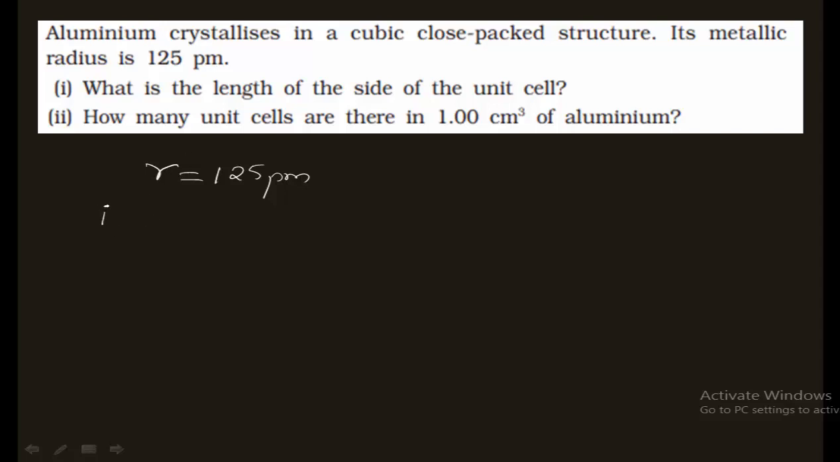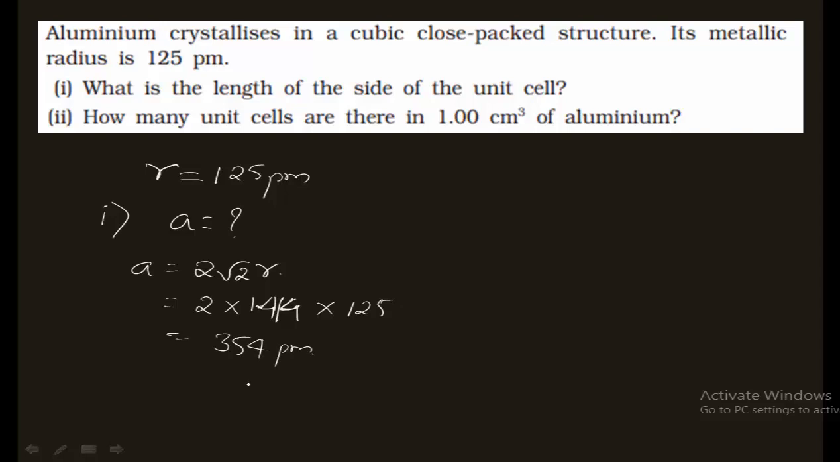So in the first case we have to determine A. So A is equal to, CCP, cubic close packed structure, that is nothing but FCC. So thus the relationship between A and R is given as A is equal to 2 root 2R. Now substitute the value of R, that is 2 into 1.414 into R is 125. So how much we will get? It will be 354 picometer.